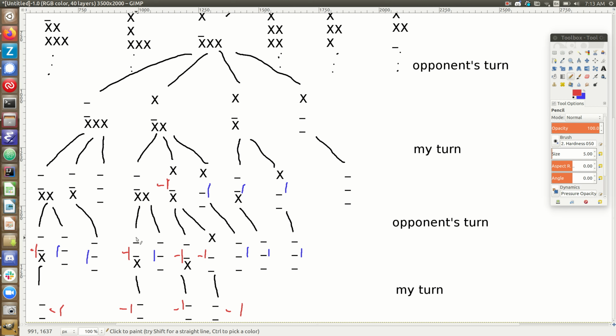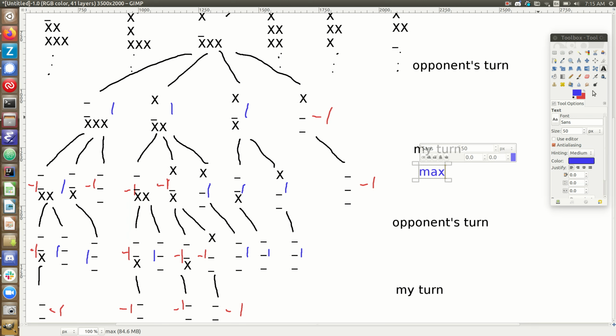This is again my choice. There's a -1, a -1, and a 1. I will choose the 1. And here again we see it's my choice. There's a -1, a 1, and a -1. It does not matter that there are more -1s because on my turn, I will be looking to do maxes.